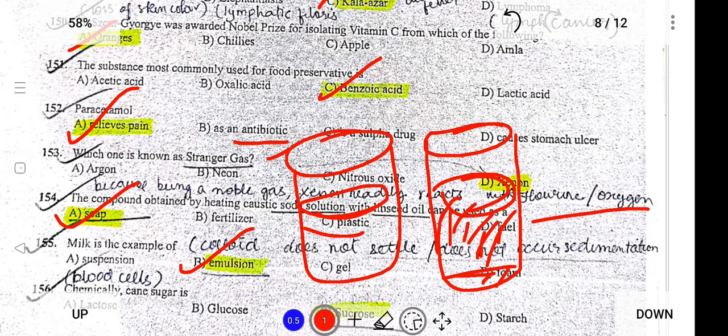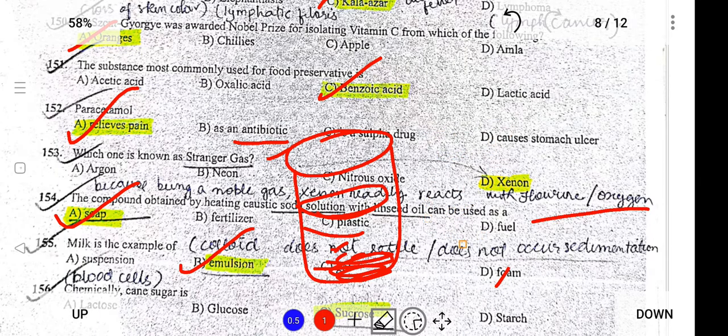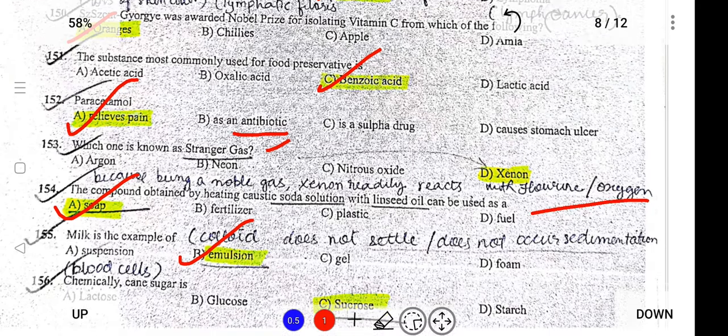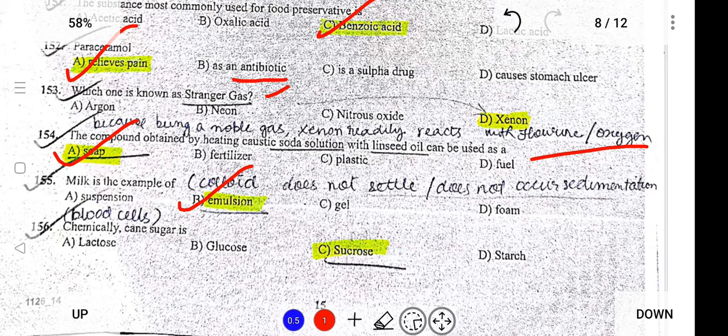So if we keep sand in water, after some time the sand will get deposited. So it is not an emulsion. So milk also, if we keep it in a bottle, it will never settle down because it will remain like this. So it is known as an emulsion. That is, sedimentation does not occur.